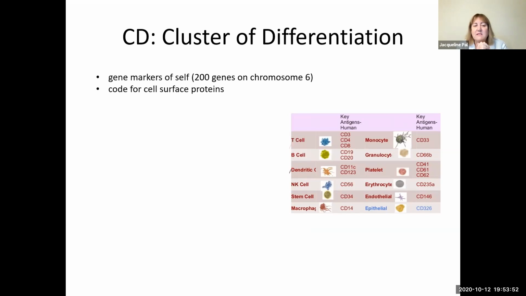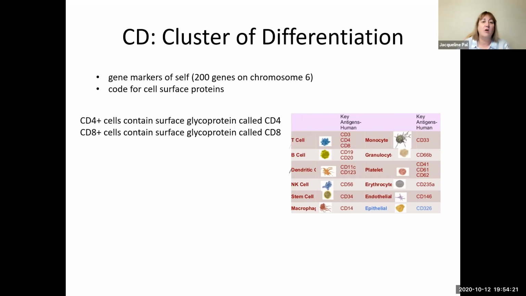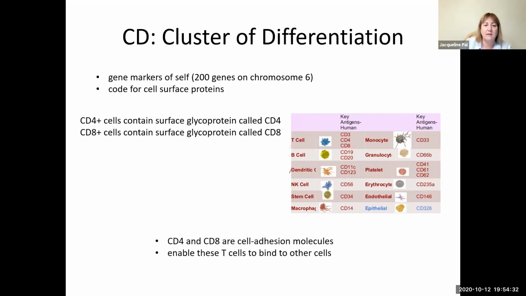The last term is CD, which stands for cluster of differentiation. On one of your chromosomes, there's a whole bunch of gene markers, and basically these are just codes for surface proteins. The only reason why I want to talk about these is because we're going to talk about two different types of T cells, which are called helper T cells and cytotoxic T cells. But oftentimes when you're reading about them, they're called CD4 cells and CD8 cells. Basically, CD4 cells are those that contain that protein, which was originally called CD4, and a different glycoprotein, which was called CD8, is on your CD8 cells, okay?